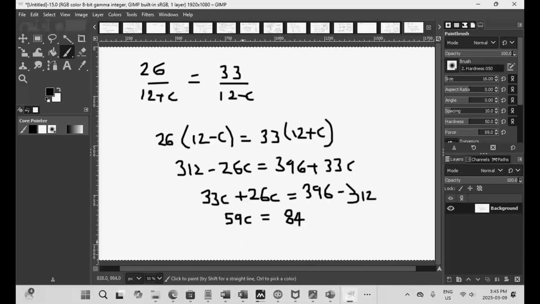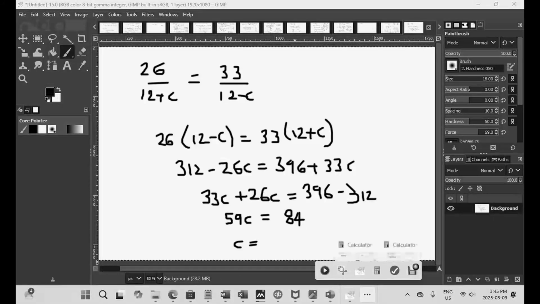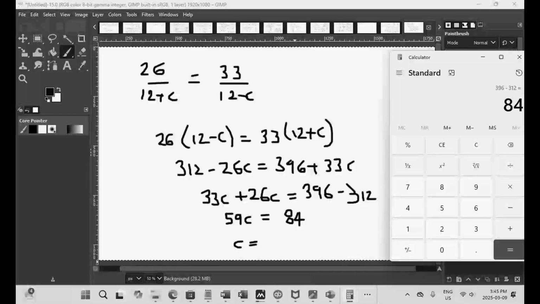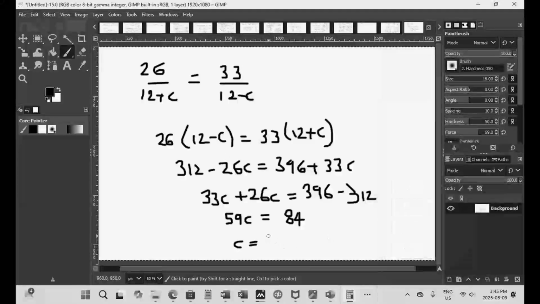All right, which means that your C will be 84 divided by 59. This will be 1.42. So roughly 1 mile per hour. That will be the speed of your current, if you round it off. So that is the speed of your current. So this is basically how you solve word problems using math.